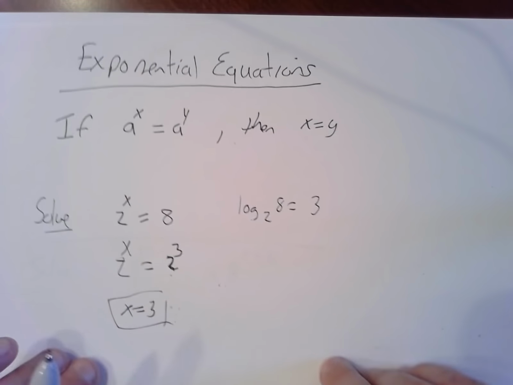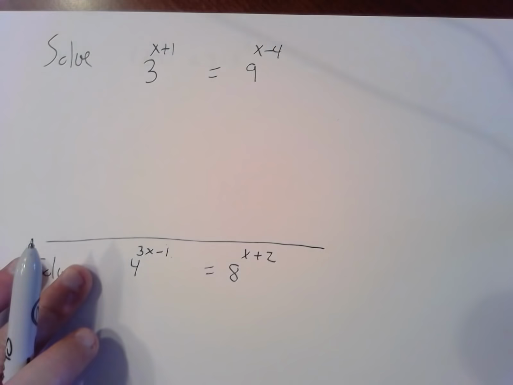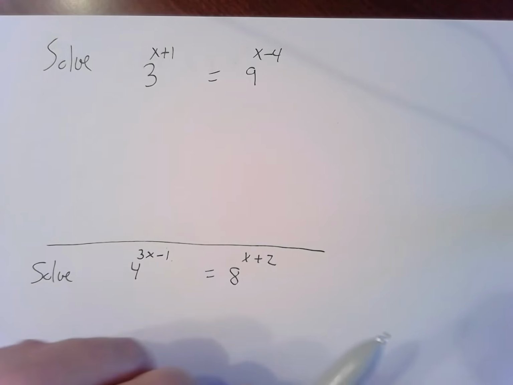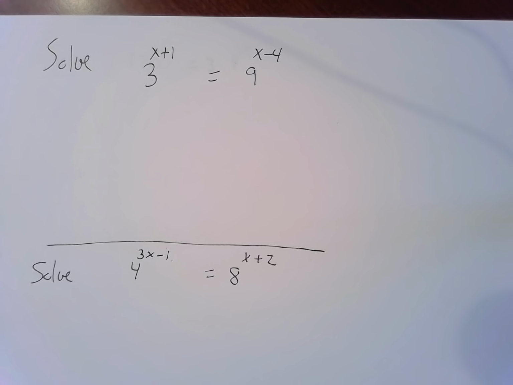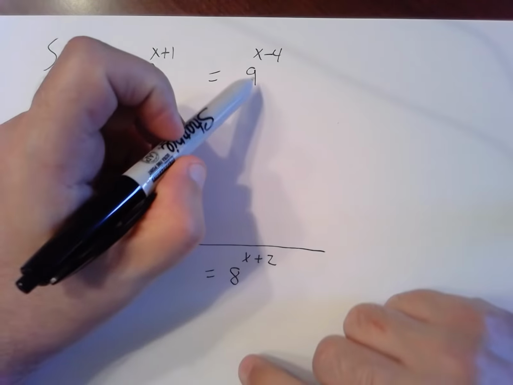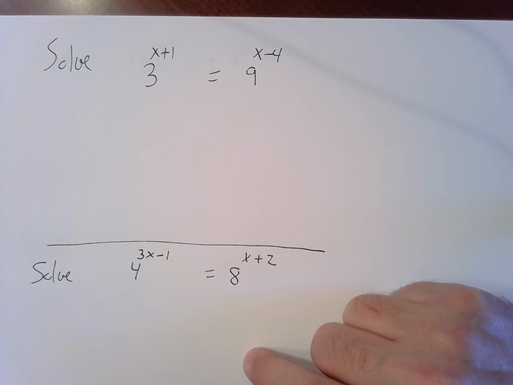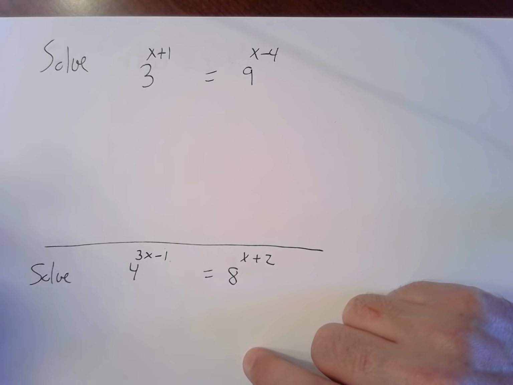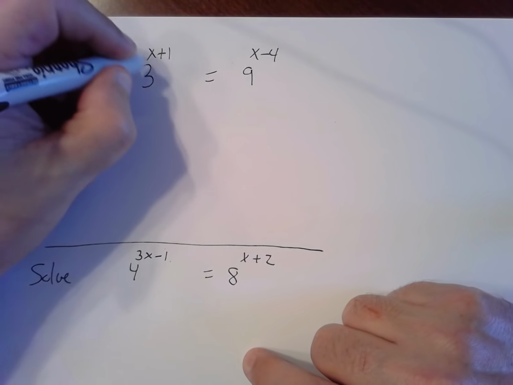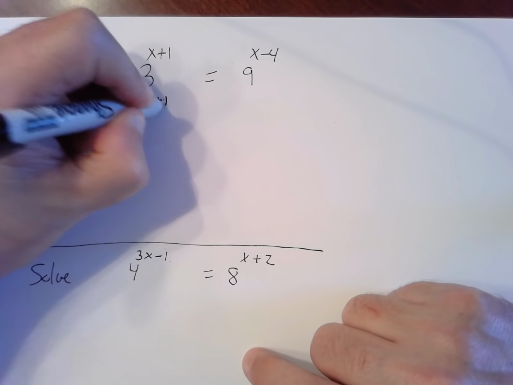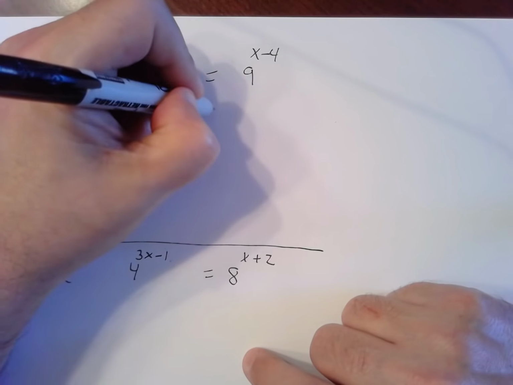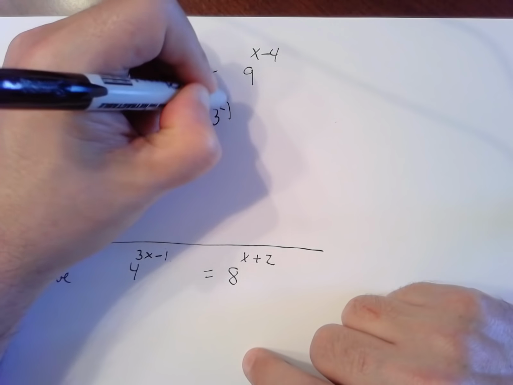Okay, so let's say we had this equation here. First thing we ask ourselves, is it possible or easy to write both sides using the same base? Can I write 9 as a power of 3? Or can I write 3 as a power of 9? And the answer to both is yes, pretty easily. So we'll use 3 as our common base. 9 is just 3 squared.